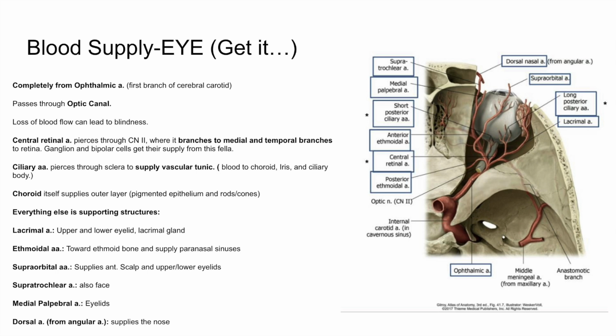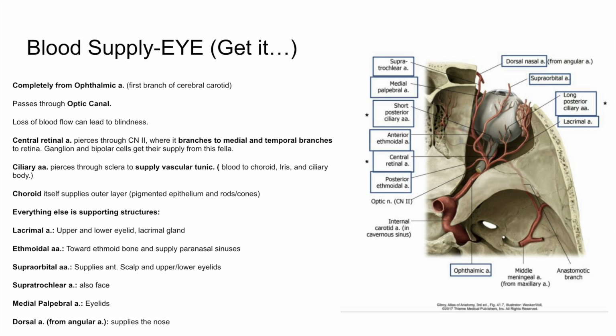The most clinically important branch is the central retinal artery, which actually pierces into the optic nerve and travels within it to reach the retina. Once it gets there, it branches into medial and lateral, or nasal and temporal, branches to supply the inner layers of the retina, particularly the ganglion cells and bipolar cells. This is critical because this artery is an end artery, meaning there's no significant collateral circulation, so if it gets occluded, like in central retinal artery occlusion, you get sudden painless vision loss.